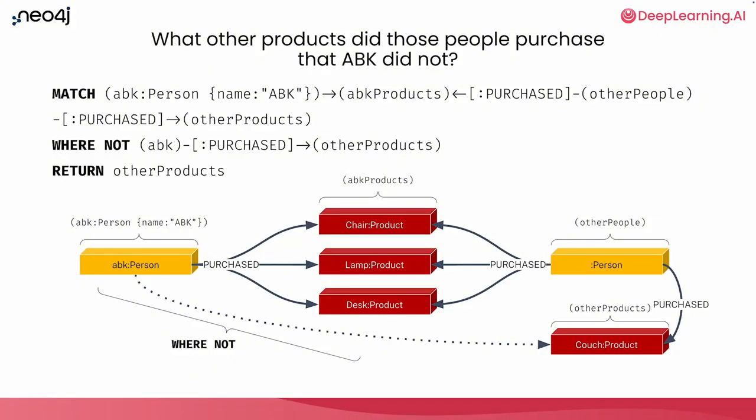So down there on the bottom, that dotted line from ABK to the couch, we want that to not exist. Now we're describing a pattern that both has records that should exist and something that should not exist. The other products now will be reduced to only products that ABK has not purchased. That's what we're going to use as a recommendation that he buy.